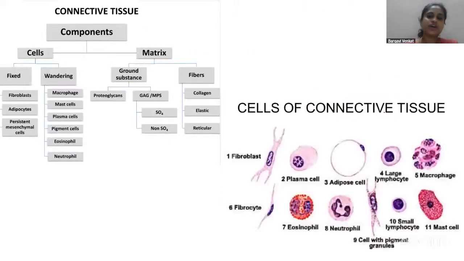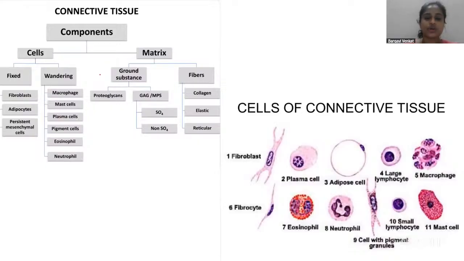Okay. So now coming on to the cells. You have two types of cells. One is fixed cells. That is, those cells are permanently present in the connective tissue. Okay. Without those cells, there is no connective tissue. Like your fibroblasts, your adipocytes, and persistent mesenchymal cells. Your fibroblasts will form your collagen fibers, to give the structural framework of the connective tissue.